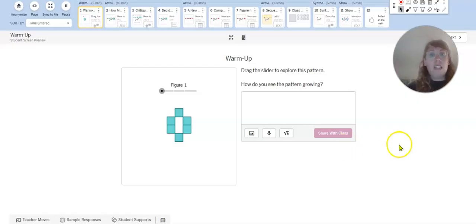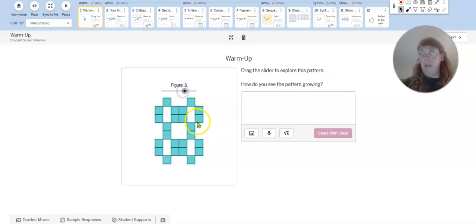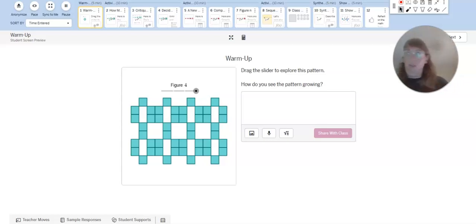So this first one says to drag the slider to explore this pattern. So here's figure 1. We have 6 little boxes here. Figure 2, what's happening with the amount of boxes? Compare that to figure 3 and then figure 4. So how do you see this pattern growing? Just doing a little warm-up response. You can pause the video if you need to. And then when you're all set, push ahead to slide 2.